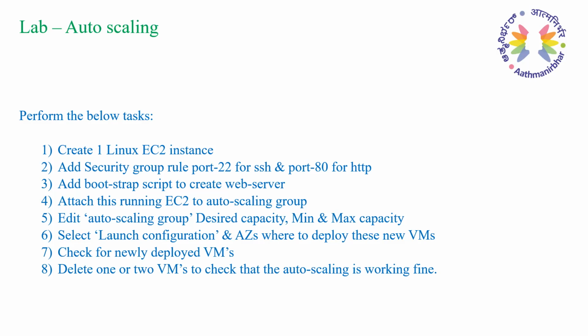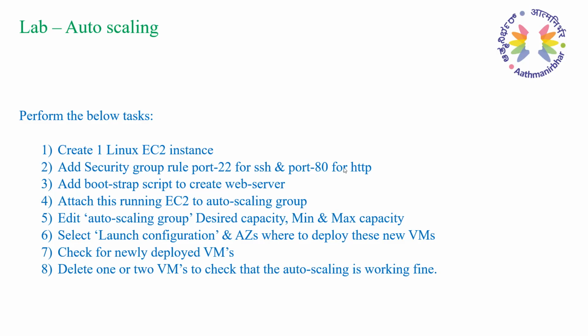These are all the steps that we are going to perform. The slide is there on your screen. First, we will create one Linux EC2 instance. We will add security port number 22 for SSH and port number 80 for HTTP. We will add a bootstrap script during the creation of EC2, and attach this running EC2 instance to the auto scaling group. We will provide additional details of the minimum desired capacity and maximum capacity of EC2 instances that should be available all the time. We will launch the configuration and do the test.